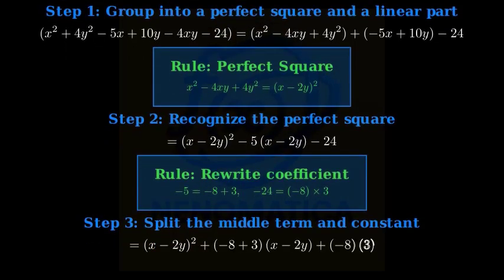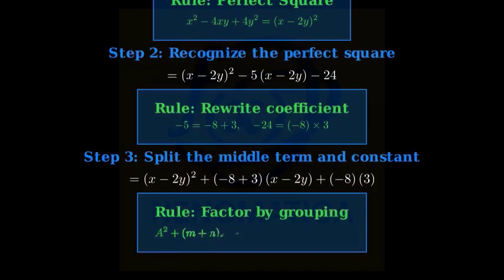We need to split this coefficient negative 5 into 2 parts that will help us factor the expression. We can write negative 5 as negative 8 plus 3. This specific split is chosen because the product of negative 8 and 3 is negative 24, which is our constant term. Let's rewrite the expression using this split.